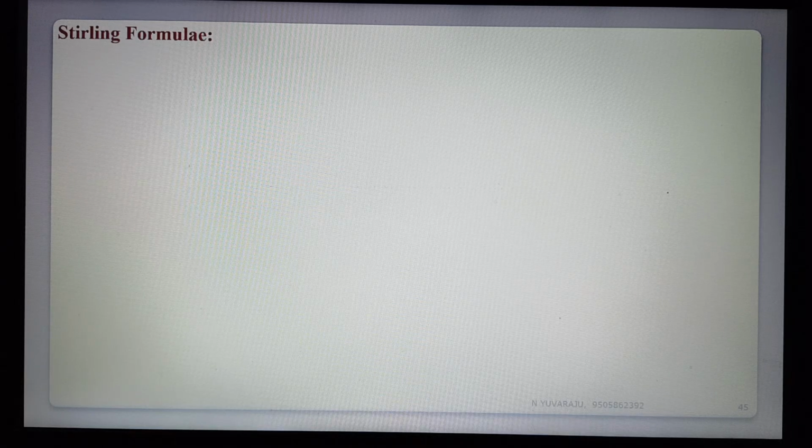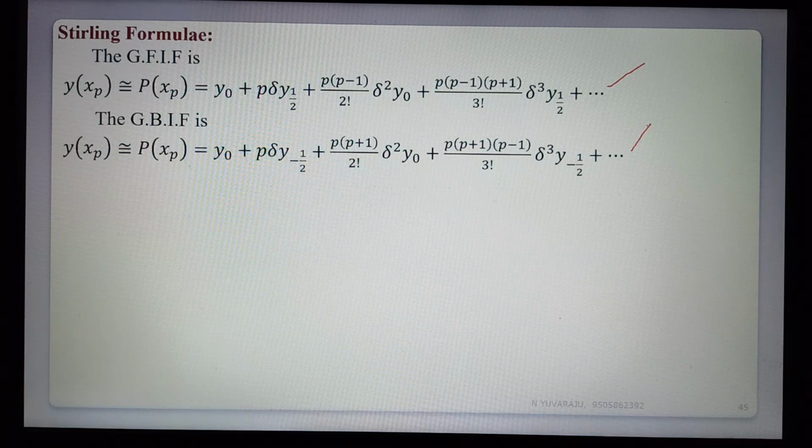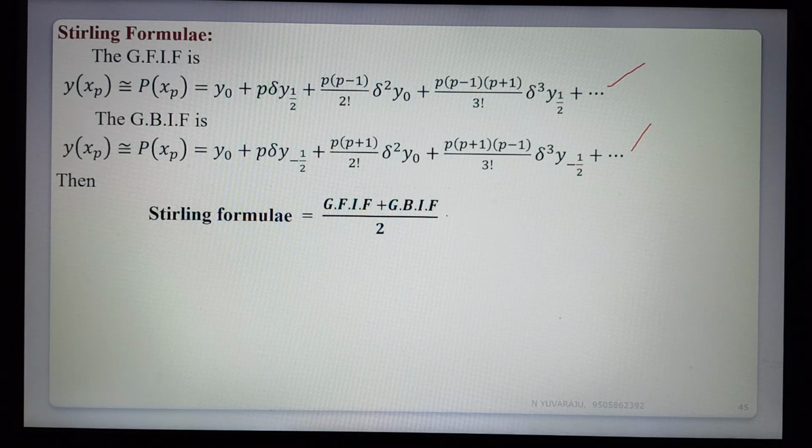Next, the Stirling formula. The Stirling formula is nothing but the average of the Gauss forward interpolating formula and the Gauss backward interpolating formula, the value that comes from averaging the two. The Gauss forward interpolating formula was already told. Then the Stirling formula is equal to the average of the two values, Gauss forward plus Gauss backward by 2, that is the average only.